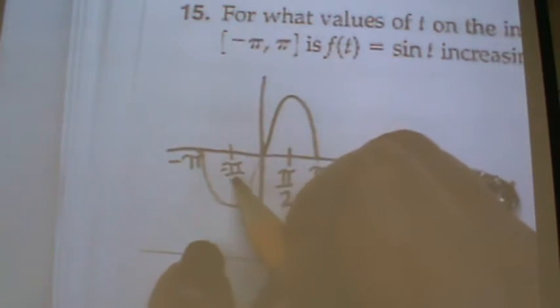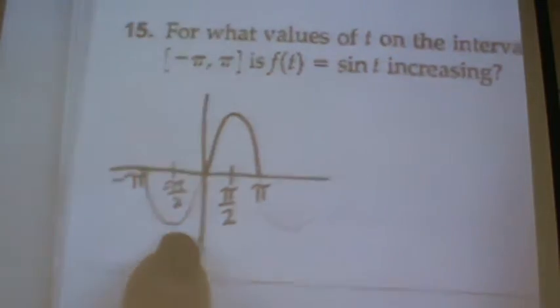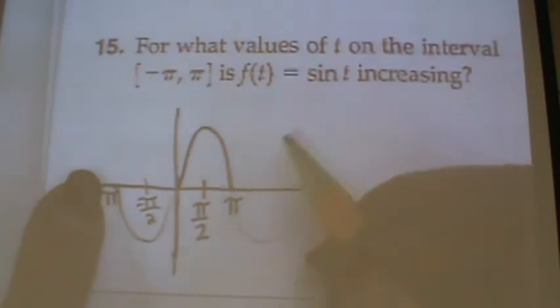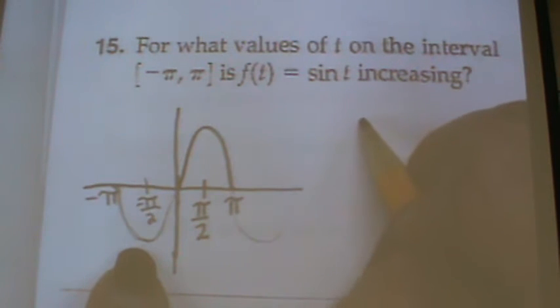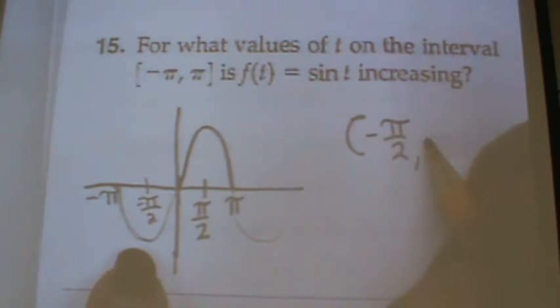And this is negative pi over 2. Can you tell me the interval from here to here where the sine graph is increasing? What would you write? Negative pi over 2 to pi over 2. Good job. Negative pi over 2 to pi over 2.